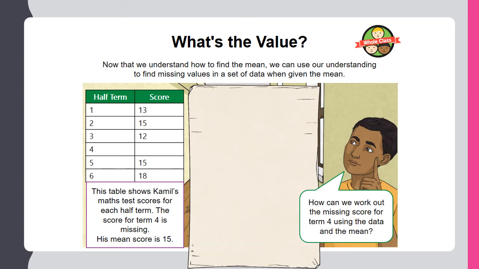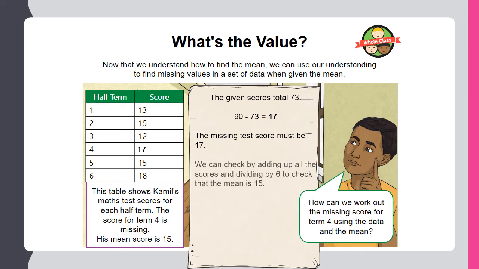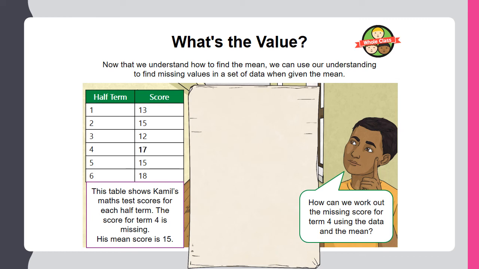The answer is 17. Because the given scores total 73. So 90 minus 73 equals 17. So the missing test score must be 17. And we can check by adding up all the scores, dividing by 6 to check that the mean is 15. So here you'll see we did the inverse to help us.